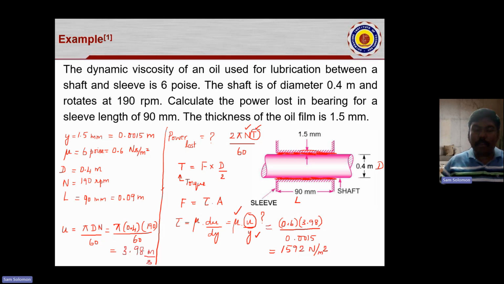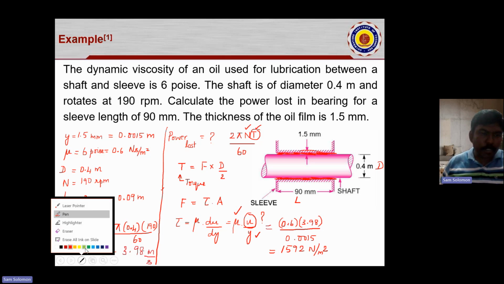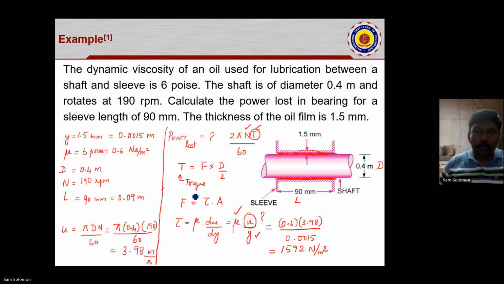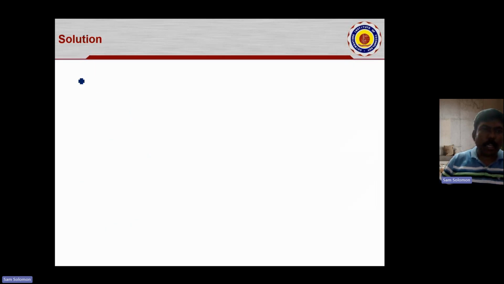Okay, so we have found out the value of tau, but we are yet to find out the value of the force, the torque, and then we are supposed to find out the value of power loss. So let's use the next page. So tau, we have found that it is 1592 Newton per meter square.